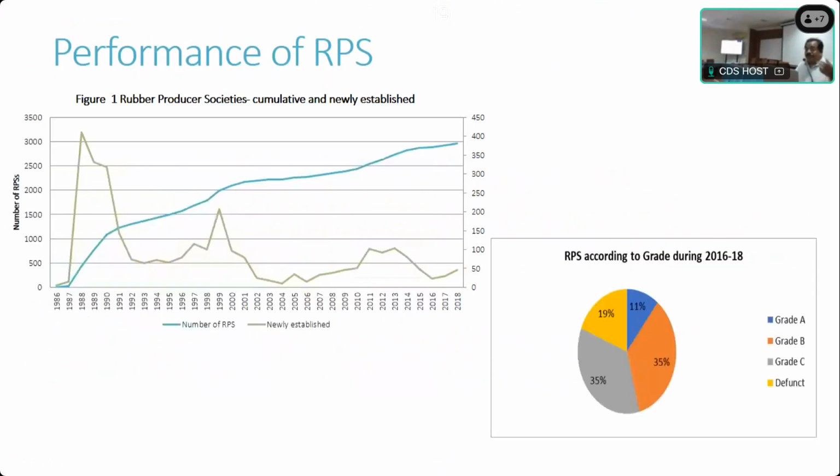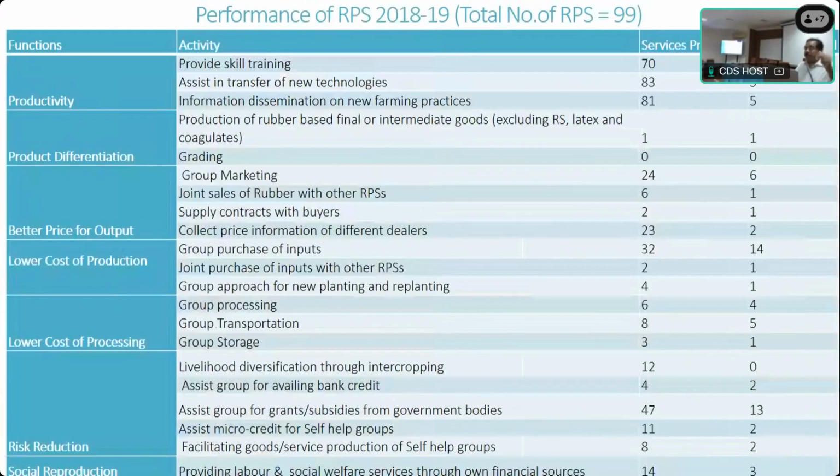And that seems to be reflected in what the RPSs are doing. The rest of the factors have some importance, but not to the extent of the other kinds of activities. The second column shows whether any RPS has taken any service payment for the kind of service delivered. For providing skill training, hardly anyone. Most of them don't take any payments for the services rendered, except for group purchase of inputs. That's the only one that you would see actually.